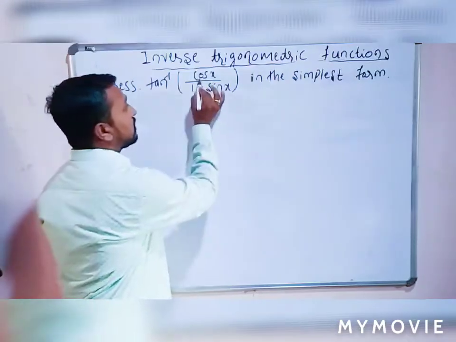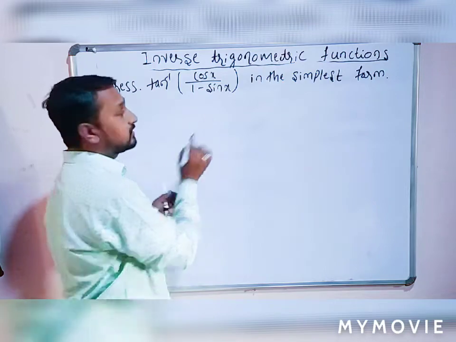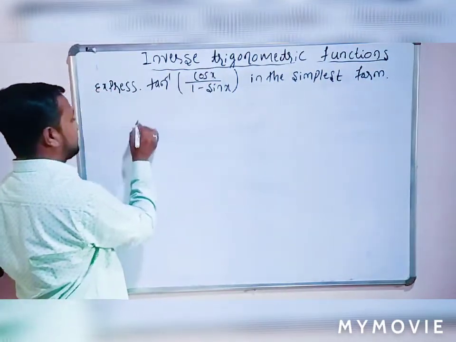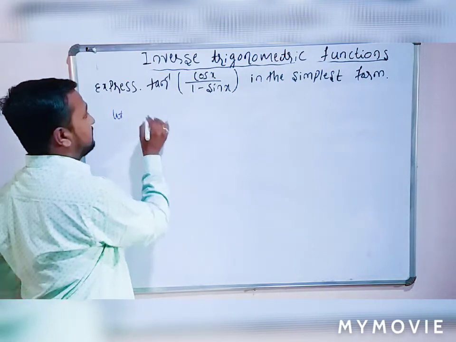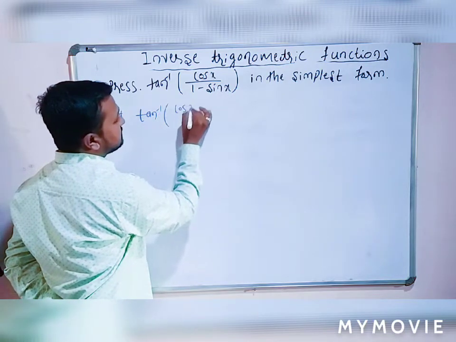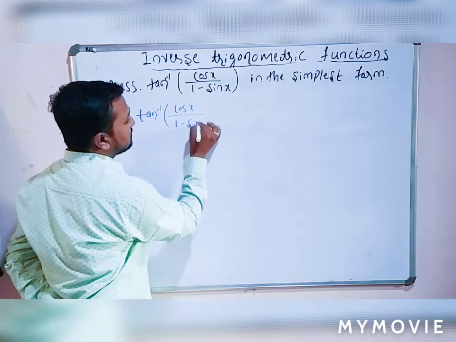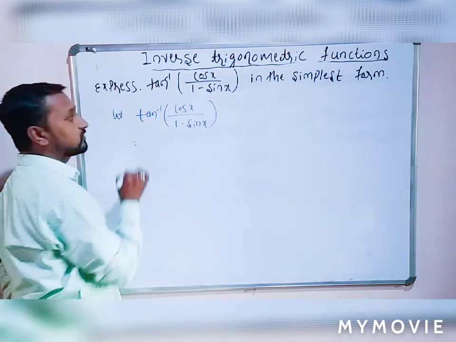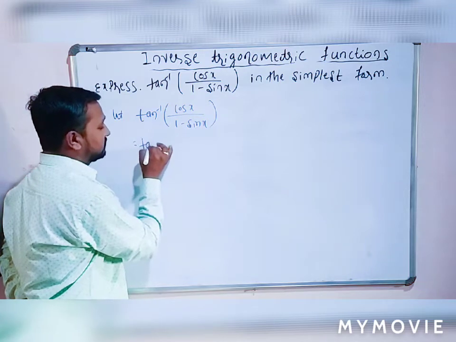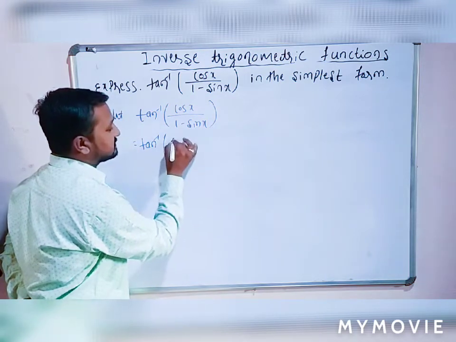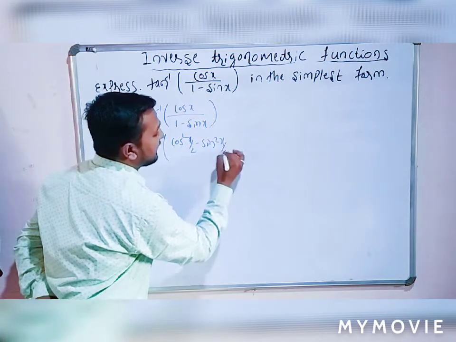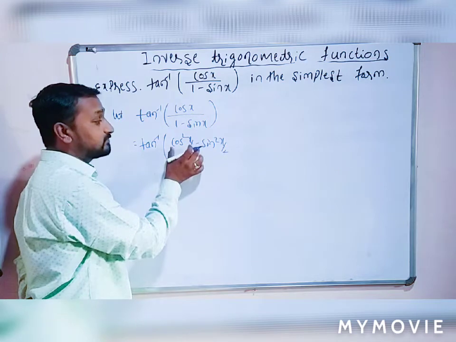Here cos x is a half angle, and sin x is also a half angle. Let us consider tan inverse of cos x divided by 1 minus sin x. The cos x can be written as cos square x by 2 minus sin square x by 2. This is right, the half angle formula.